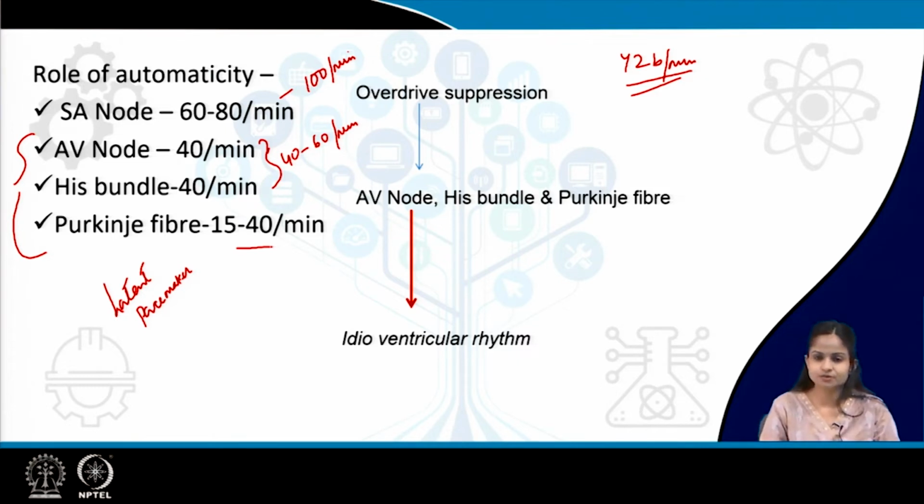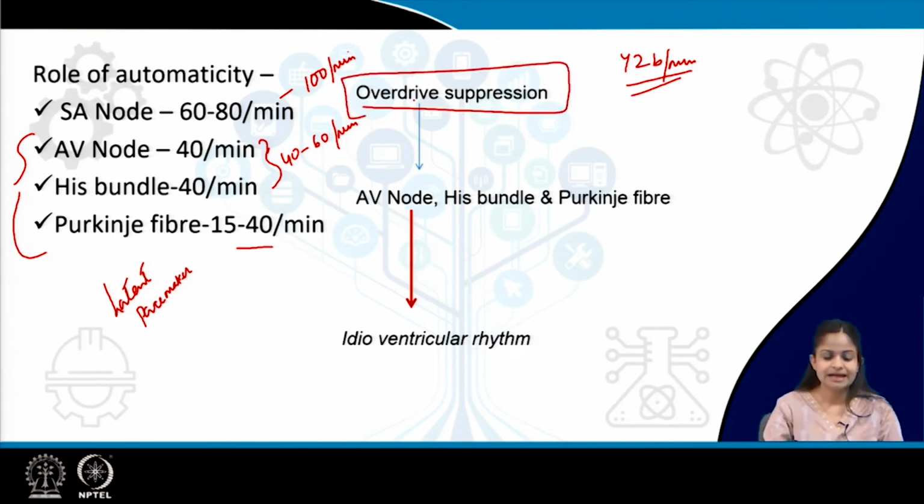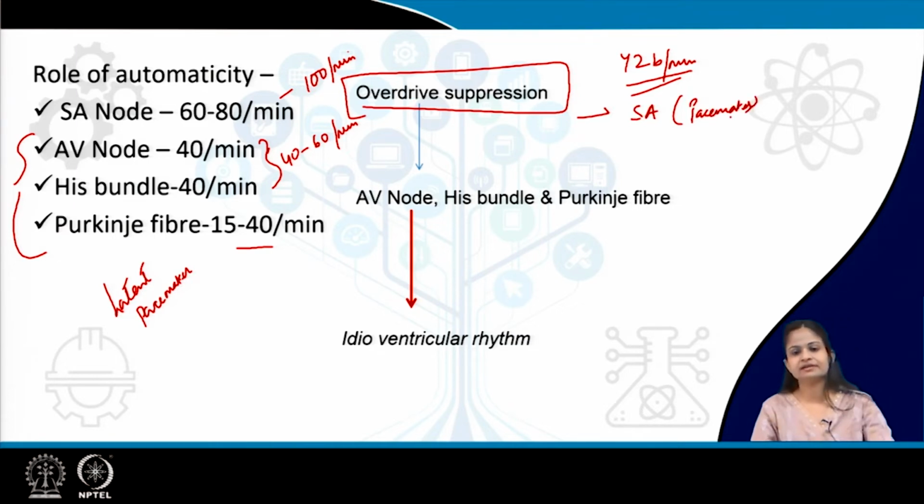Now, the SA node usually inhibits or keeps a check on the other nodal tissues, whether it is the AV node, His bundle or Purkinje fibers. This is known as overdrive suppression. Because of this overdrive suppression, the SA node is considered to be the main pacemaker of our body, because it inhibits the other tissues from generating their own rhythm, and it only allows its own rhythm to carry forward.